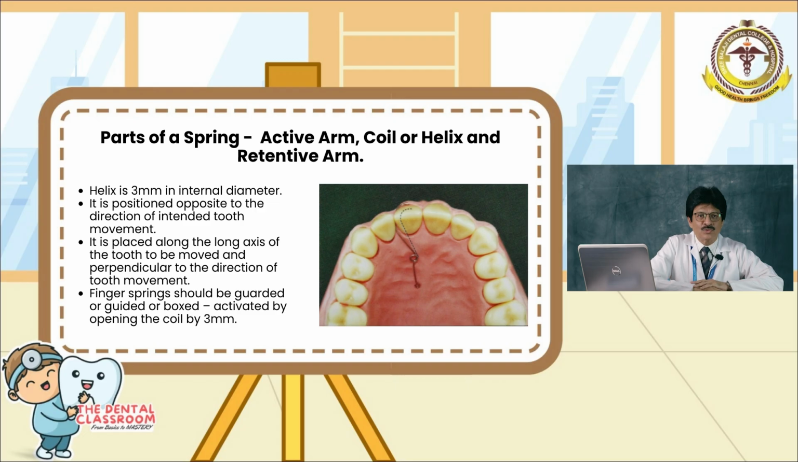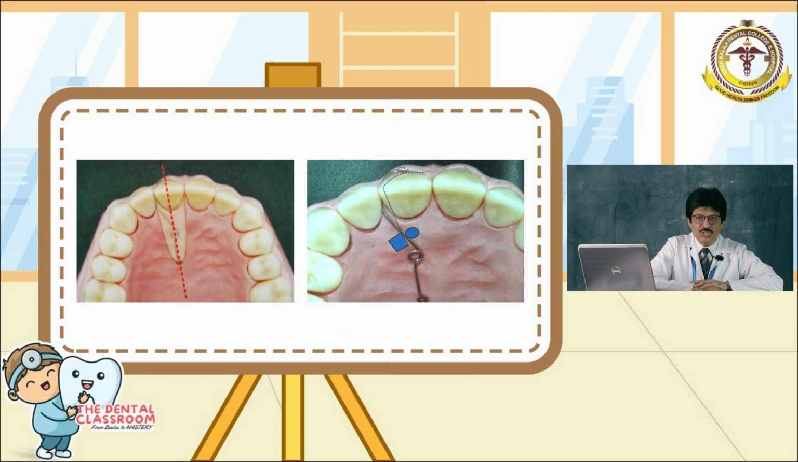A spring. So we would like to know what are the parts of a spring. If you look at the diagram at the right side, you would see that any spring has got 3 parts. It has an active arm, a coil, or we call it a helix, and a retentive arm which is immersed in the acrylic base plate. This helix needs to be at least 3 mm in internal diameter. Where is it placed? Very important. To be positioned opposite to the direction of intended tooth movement.